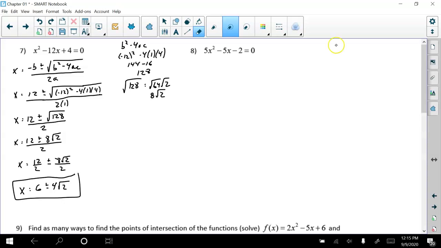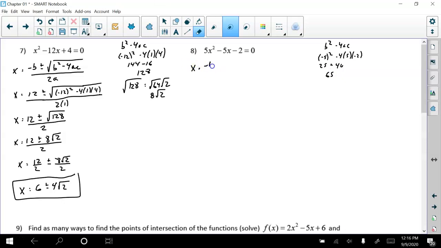Let's check to see if this is factorable. B squared minus 4ac, negative 5 squared minus 4 times 5 times negative 2. So I get 25 plus 4 times 5 is 20, times 2 is 40, plus 40, that gives us 65. Not a perfect square, not factorable. We have to use the quadratic formula.